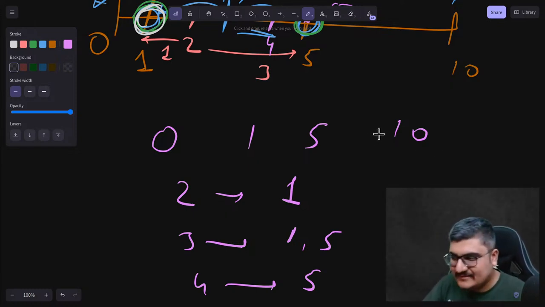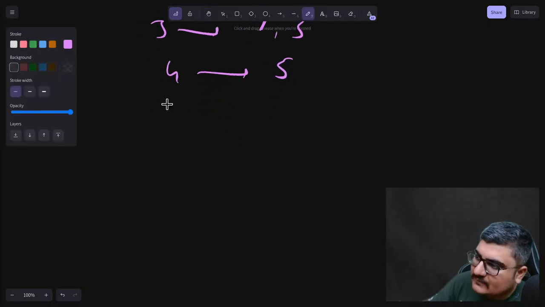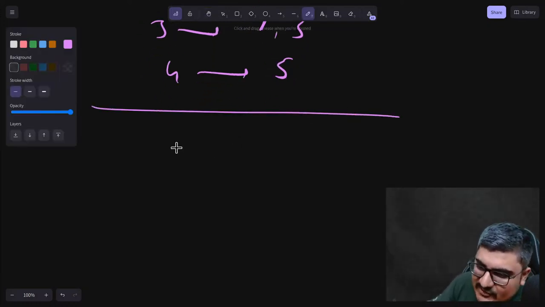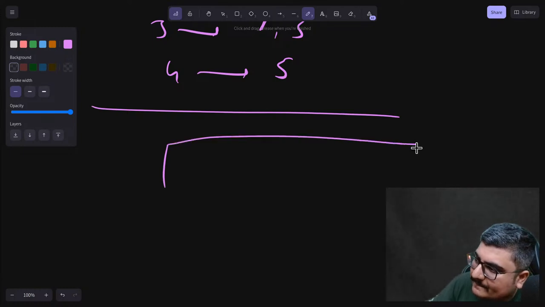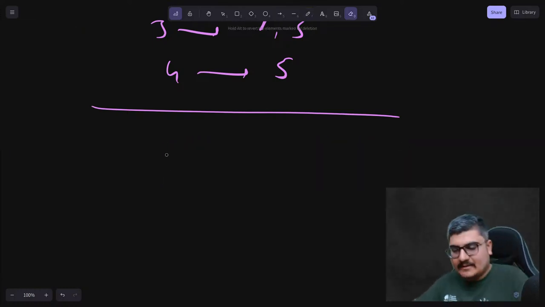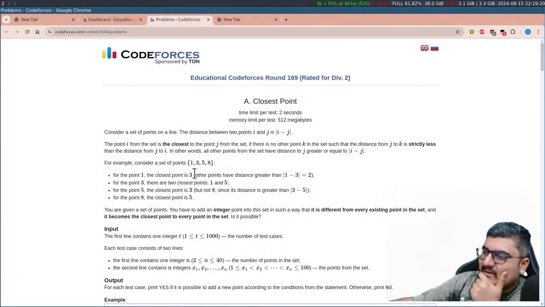And now what does the problem statement say? The problem statement gives you some set, and let's just see an example. Consider the set 1, 3, 5, 8. For point 1, the closest point is 3, which has a distance of 2. For point 3, the closest points are 1 and 5. For point 5, the closest point is 3, not 8, since the distance is greater. 8 can never be the nearest point. For point 8, the closest point is 5.